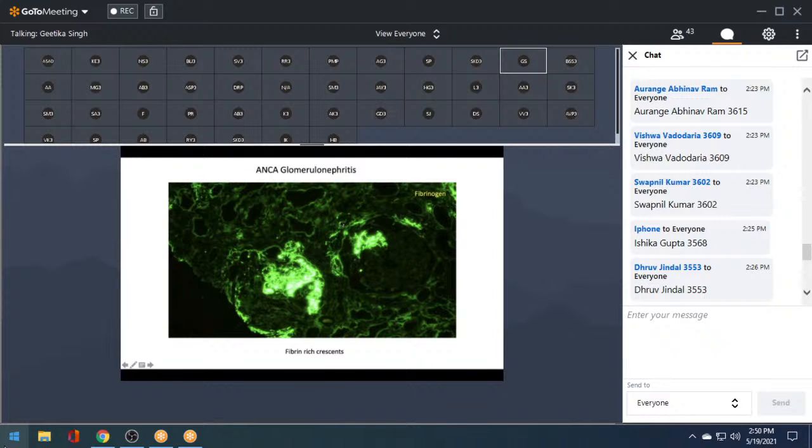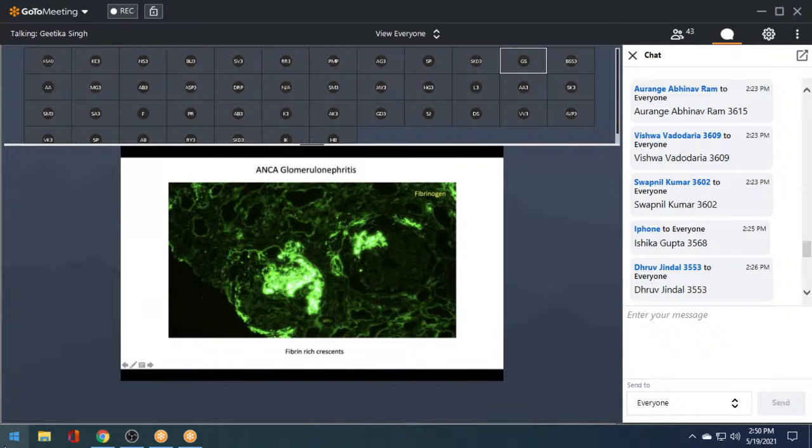Now, another thing which is negative, which we also discussed last, was ANCA-GN. ANCA-GN is a type of crescentic glomerulonephritis. It is pauci-immune, which means when you do your regular panel, it'll all come negative. You won't get anything very significant.